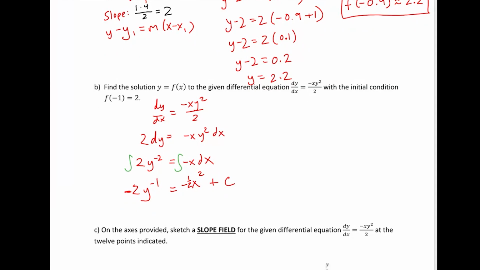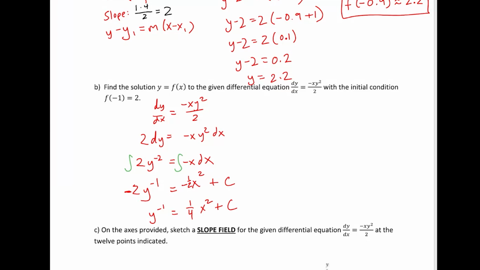We're trying to isolate y here, so the next thing we're going to do is divide everything by negative 2. And so I'll get y to the negative 1 equals, a negative divided by a negative is going to be positive, so negative 1/2 divided by negative 2 is going to be 1/4 x squared, and then c times a constant, or divide by a constant, or add a constant. Really, any time you're combining constants, your result is just going to be a constant. So we still have some plus c.